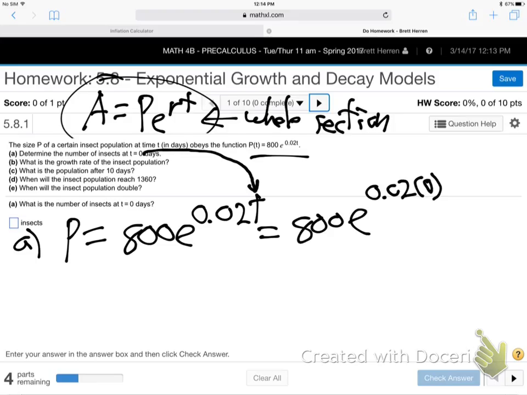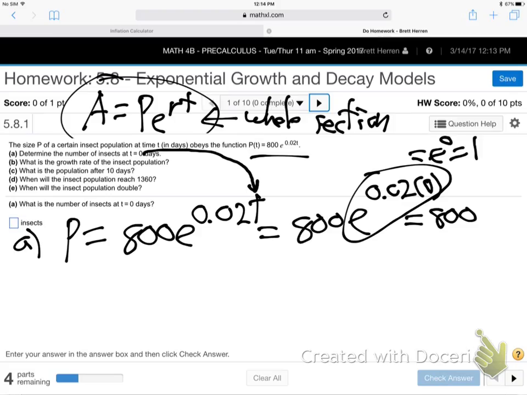And what's the answer to that? 800, right? Because e to the 0 is 1. Anything to the 0 power is 1. And this is e to the 0, which is 1. So it's 800 times 1. It's 800. So there's part A. We good so far? Don't even need our calculator, right? Makes sense. Anything to the 0 power is 1. All right.